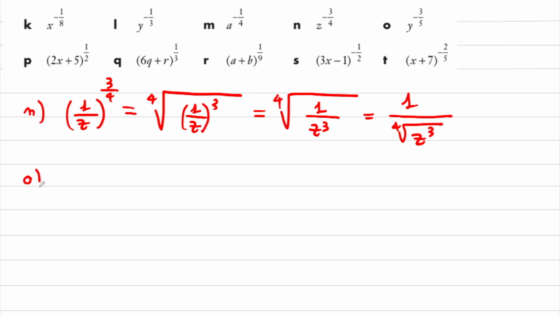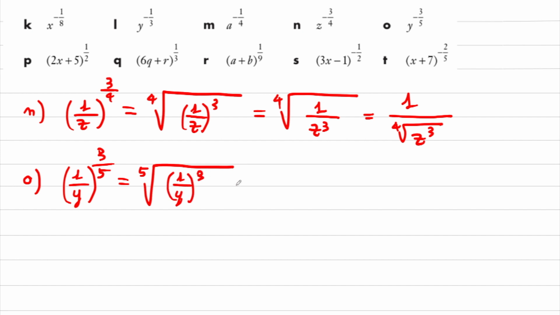Yeah. Question o, you got 1 over y, and the power number is positive 3 over 5. The first writing will be the 5th root sign. The next one, 1 over y inside the root and 3 outside. Cube outside here is 1, and here is y to the power of 3. So here is 1, and here is 5th root of y to the power of 3.